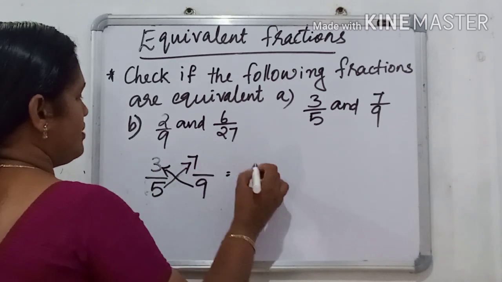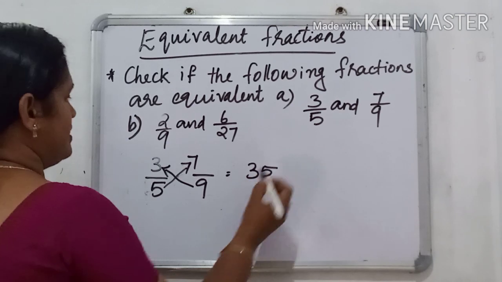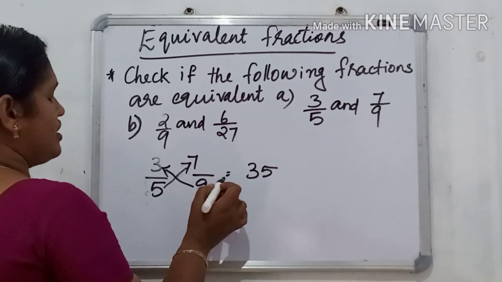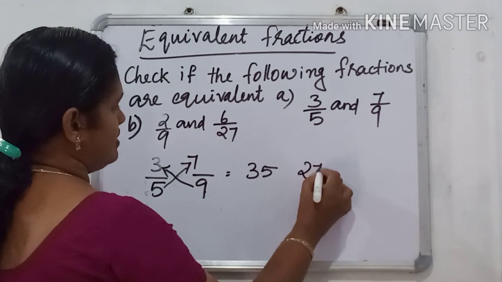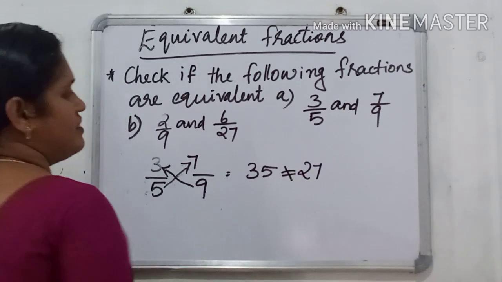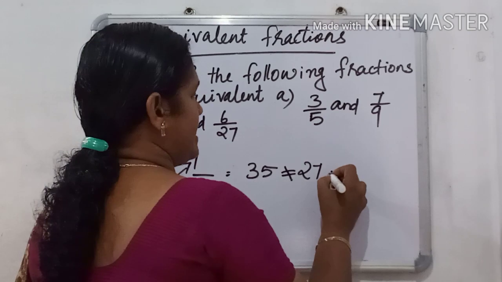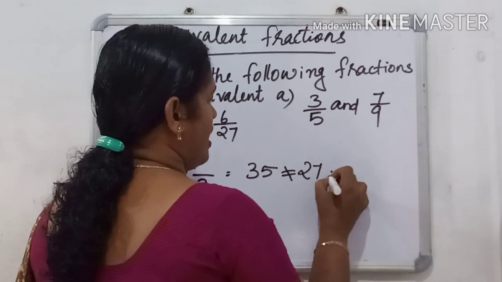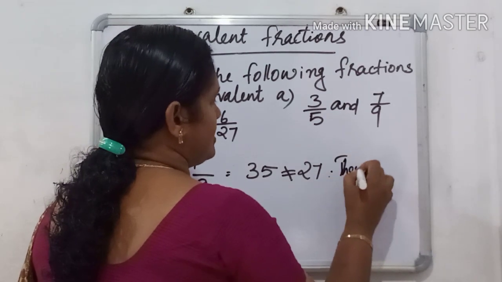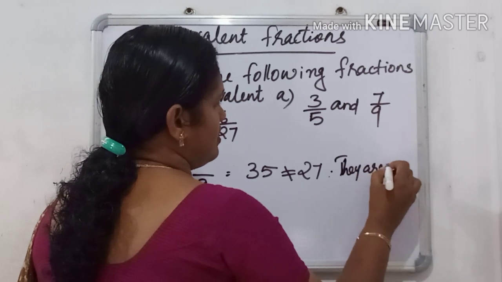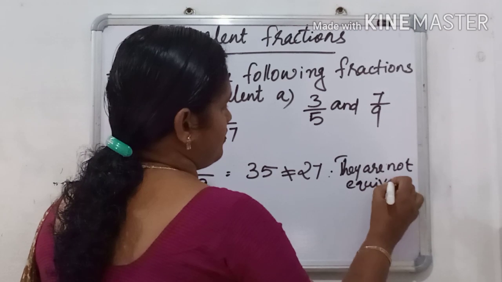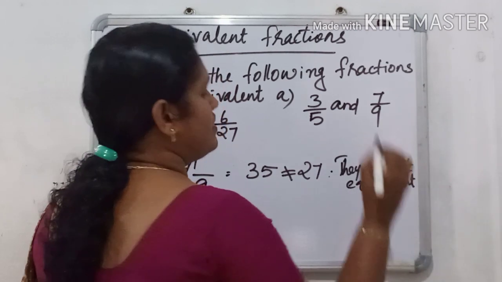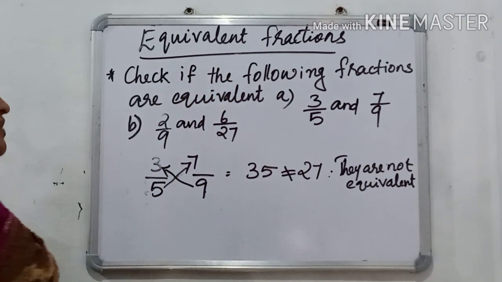5 into 7 equals 35. And 3 into 9 equals 27. They are not equal. Therefore, we can say that they are not equivalent fractions.